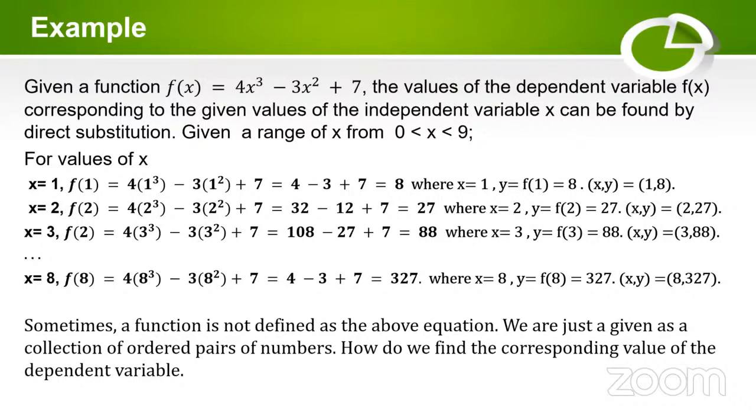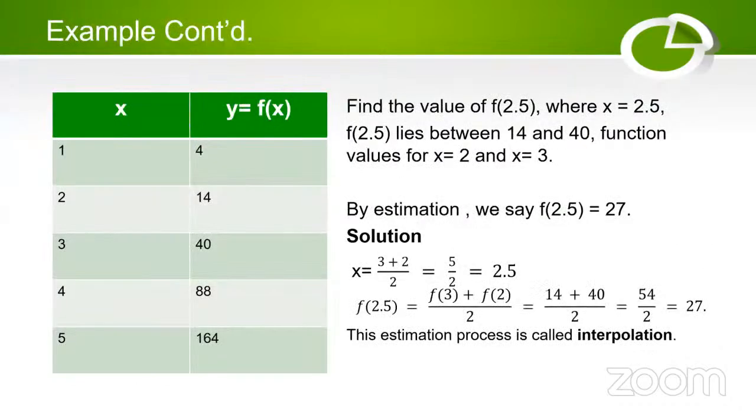For interpolation, the function is not always explicitly stated. We are just given a set of data points, and from there we are asked to compute the corresponding value of our y when our s is explicitly stated. So an example is going to be shown. For this example here, we are given just a table of our x and y values. For x equals 1, we have our y equals 4. Our s is equal to 2, we have our y equals 14, and so on.